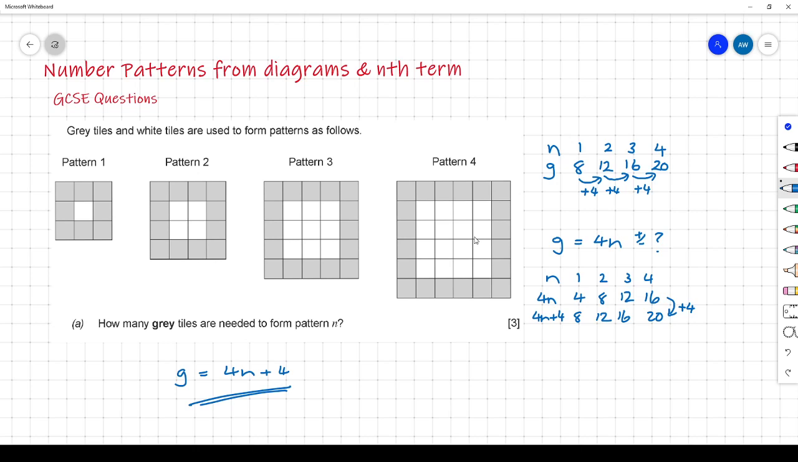So basically all you need to do, if you're presented with a series of diagrams that are following some sort of pattern, is write down some numbers from each of the diagrams relating to the item they want you to work on, in this case grey tiles. So I wrote down the number of grey tiles in each of the first, second, third, fourth, fifth and so on, 8, 12, 16, 20, and then you just work out the nth term like you've done before. Okay, so that's the answer to that question.